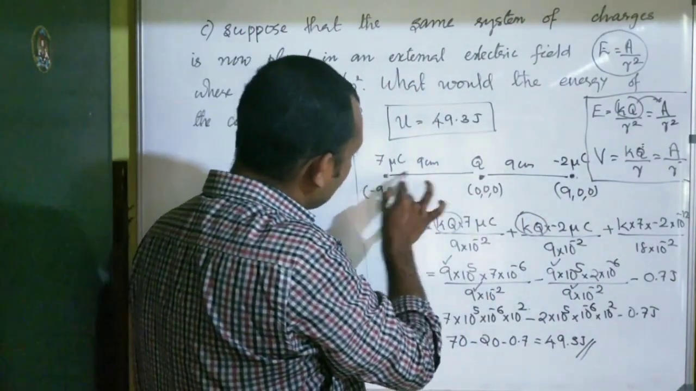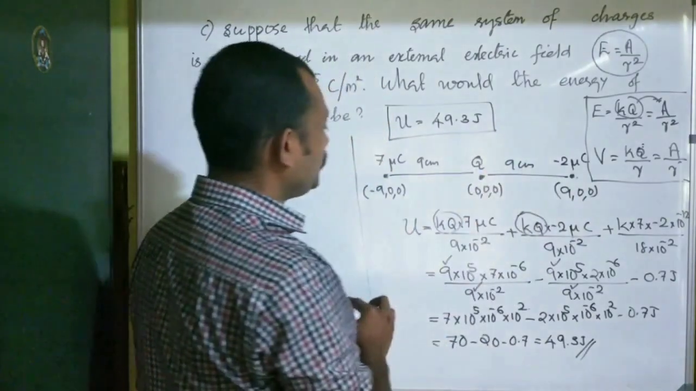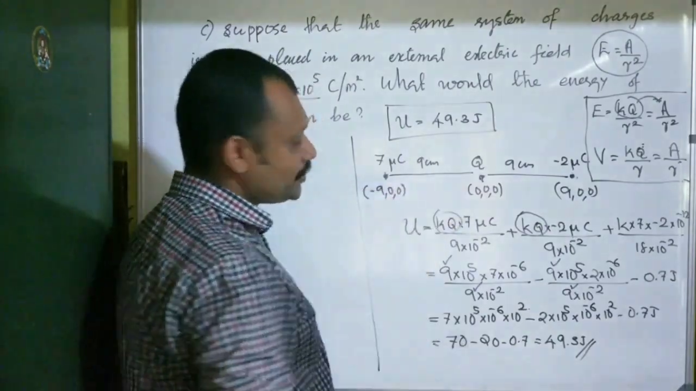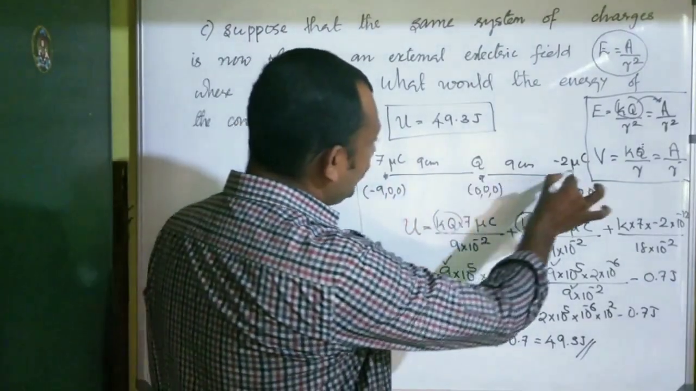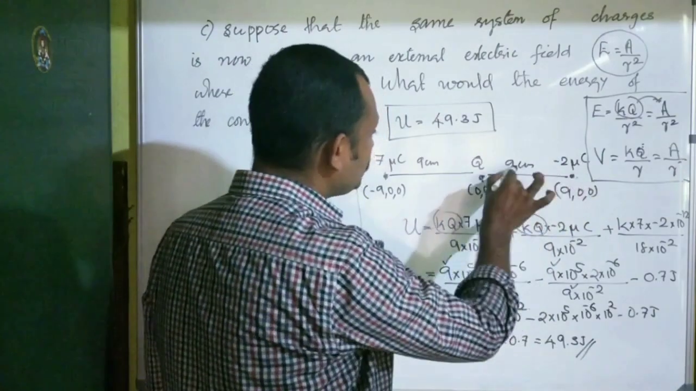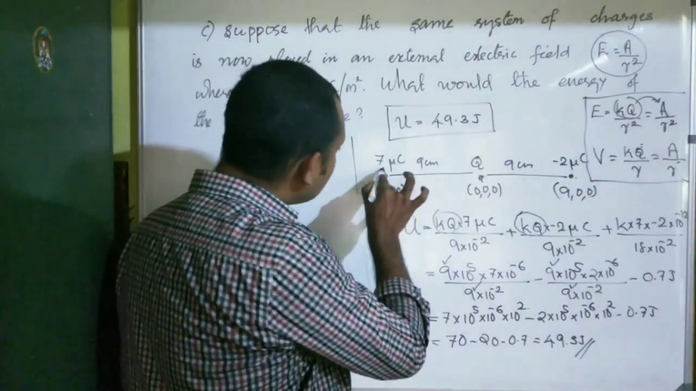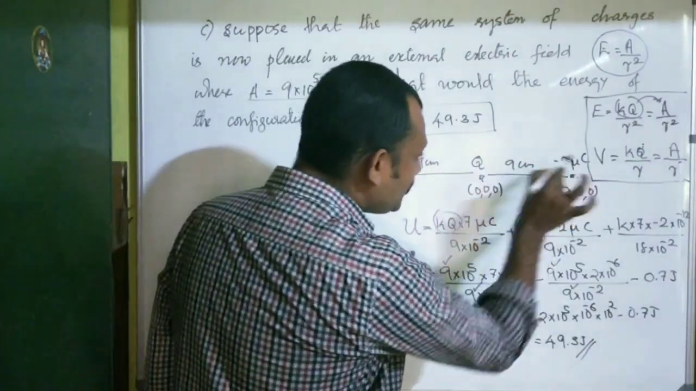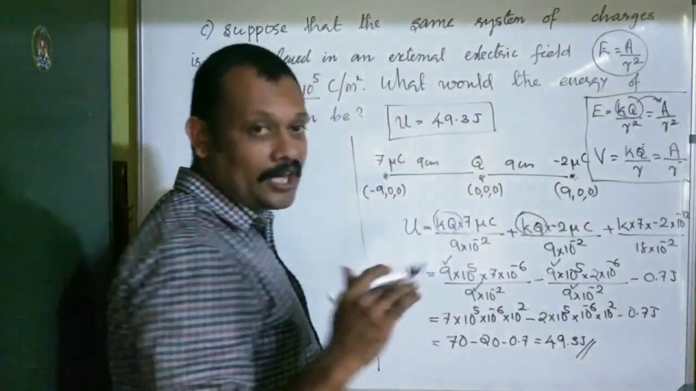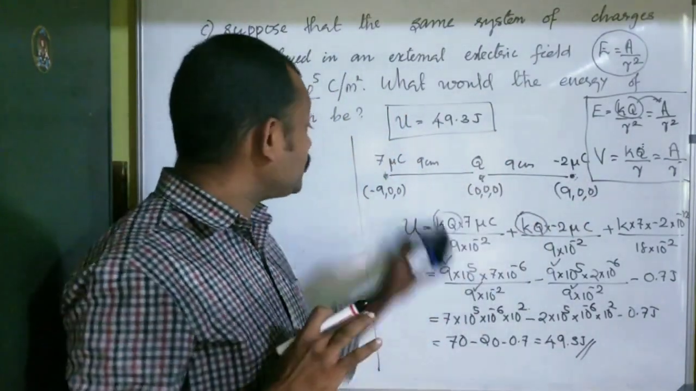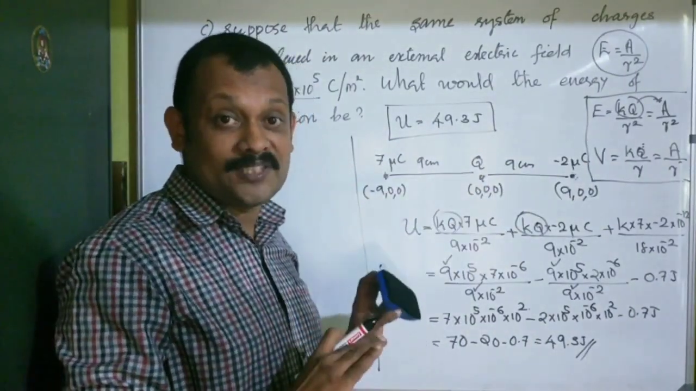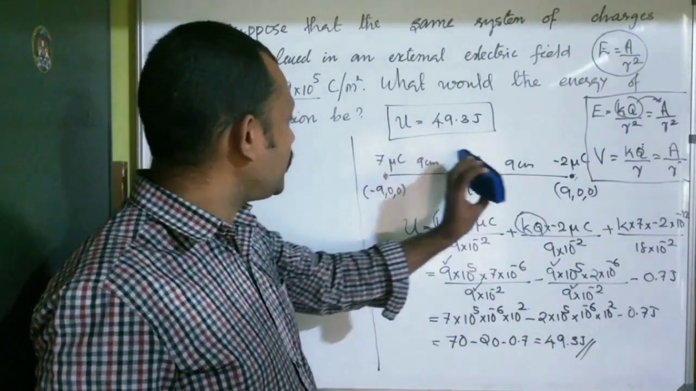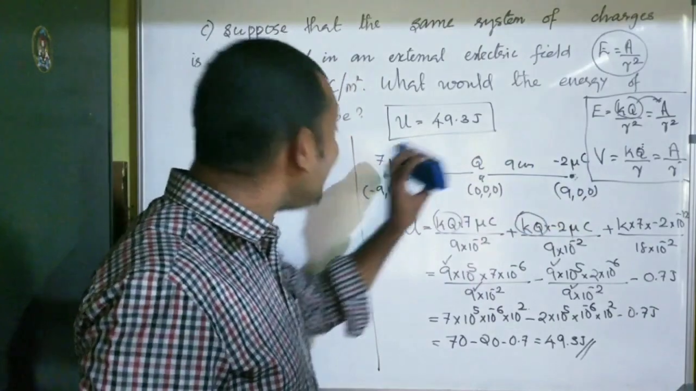Now we have a set of 3 particle system. This is one pair of particles. Q and 7 microcoulomb is a pair with separation 9 centimeter. Q and minus 2 microcoulomb is another pair with separation 9 centimeter. Then the third pair is 7 microcoulomb and minus 2 microcoulomb. There is interaction between these two, because the electrostatic force between the two charges is not influenced by the presence of other charges according to Coulomb's law. So there should be a mutual potential energy of this pair, and this pair.